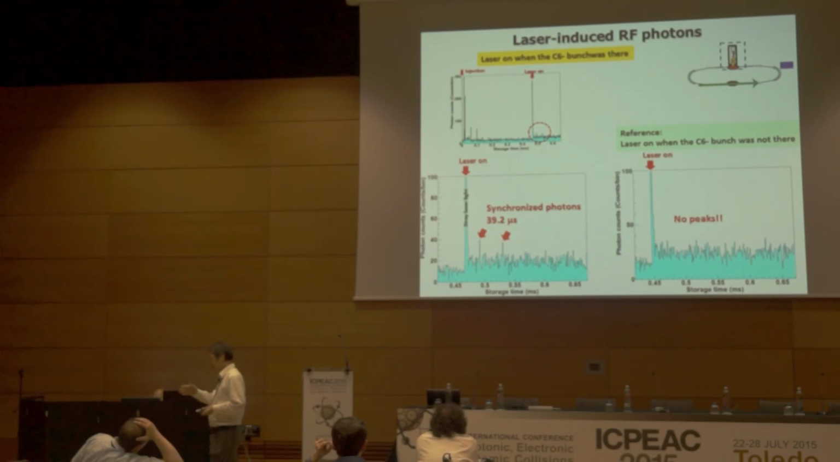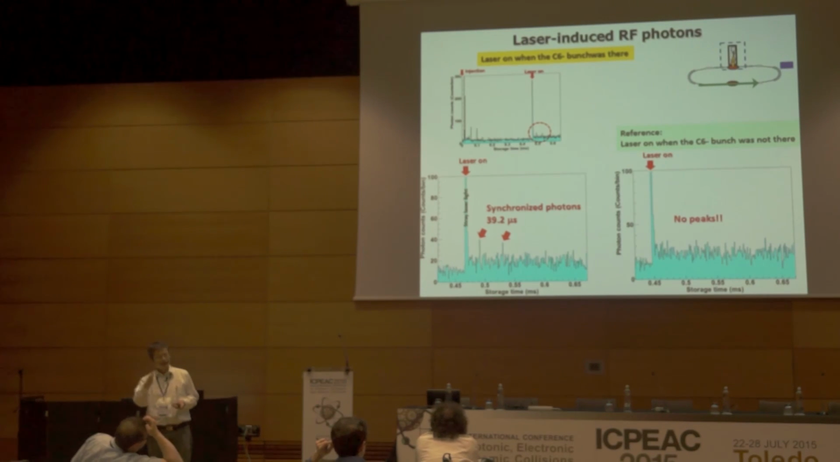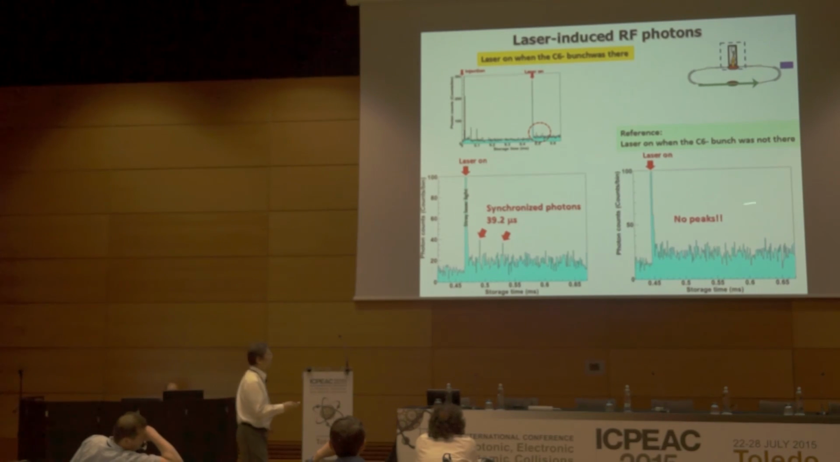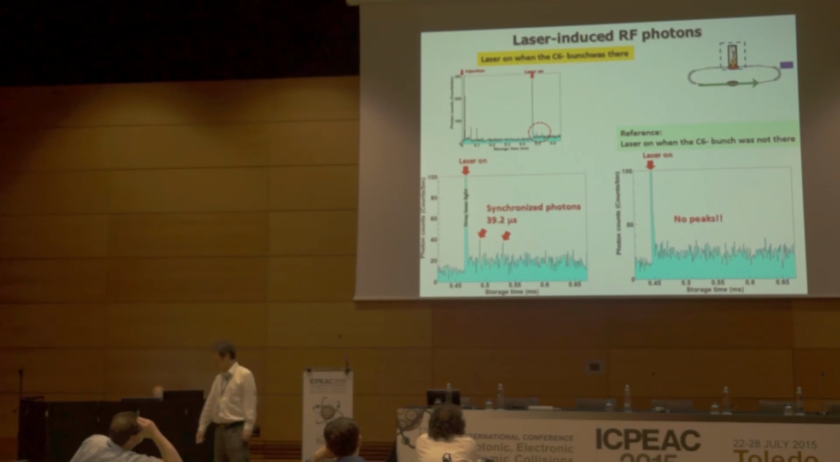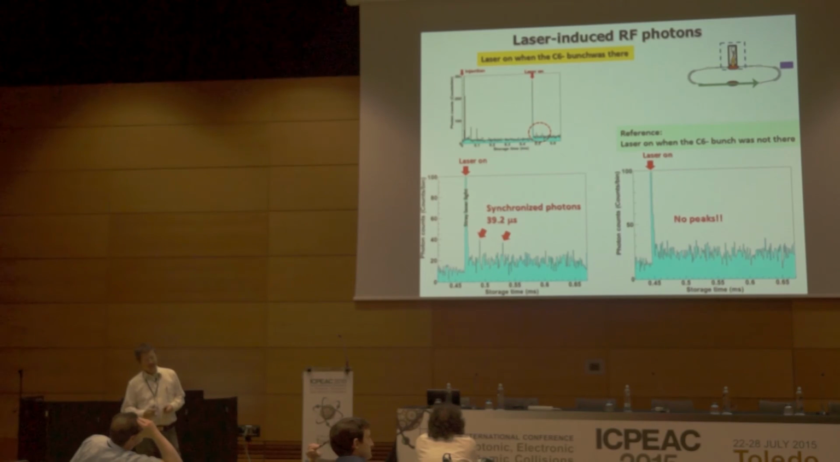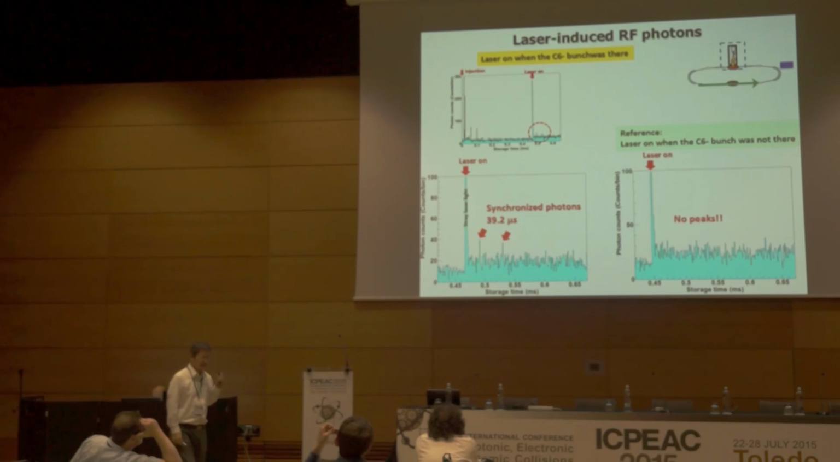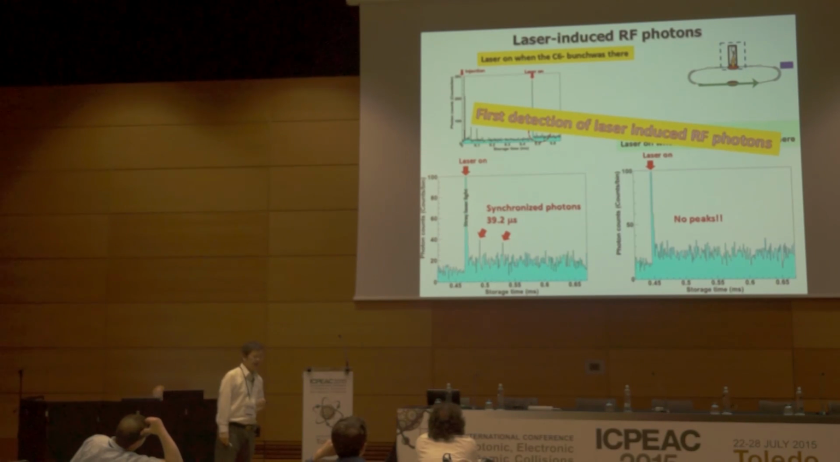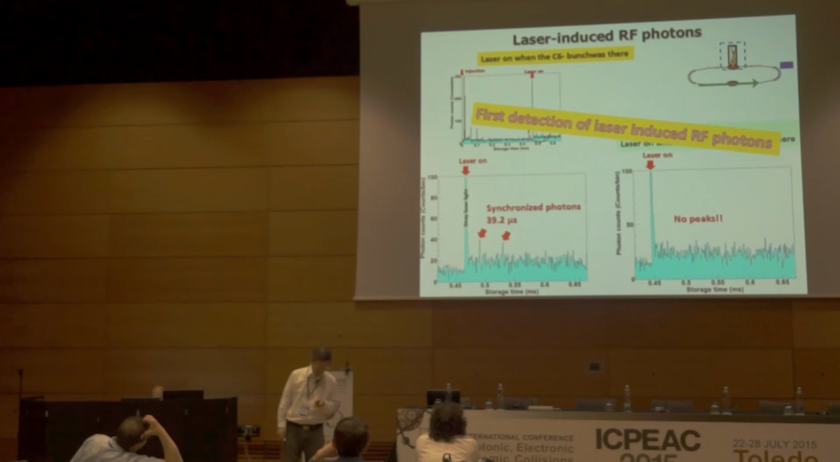And if we change the laser timing slightly to irradiate the laser when the beam ion is on the opposite side, we see nothing. So now we can safely conclude this is recurrent fluorescence photons. And so this is the first detection of laser-induced recurrent fluorescence photons.